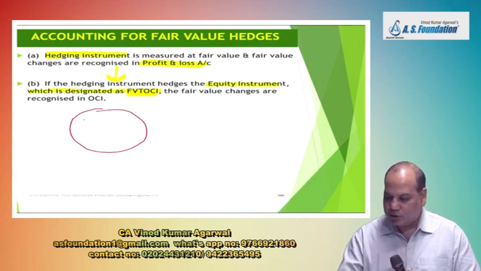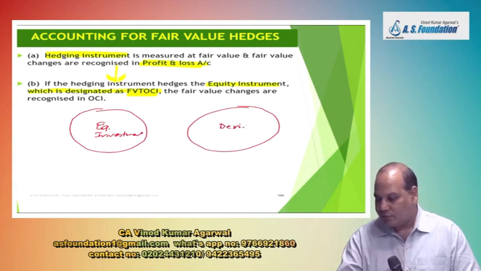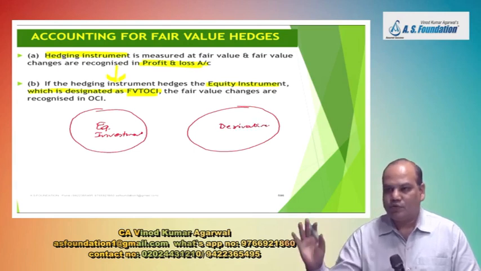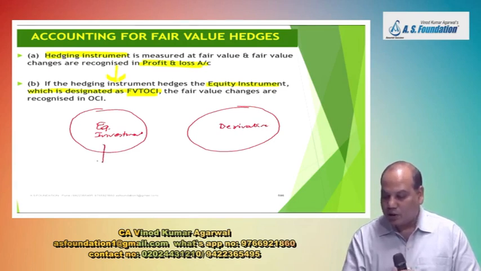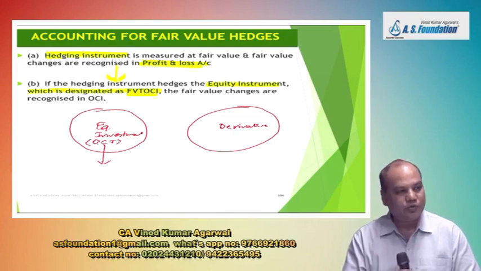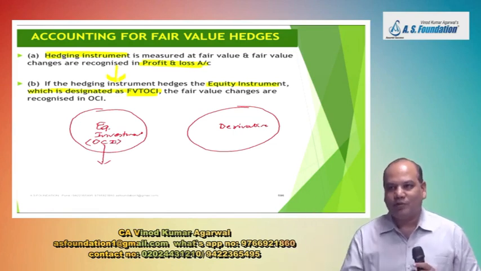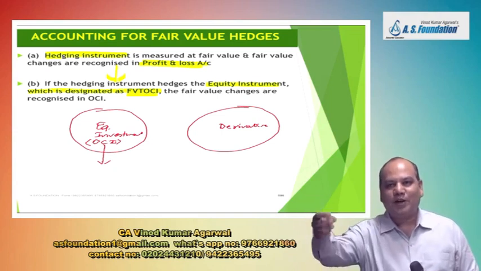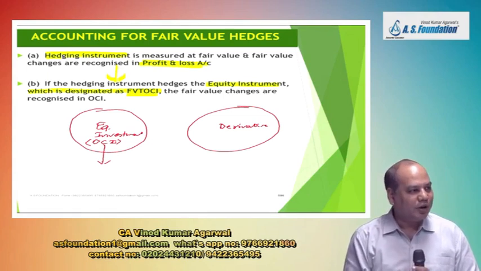Now you visualize the problem. If you can visualize, then you will understand better. This is my equity instrument, let us say an equity investment in equity shares. And this is a derivative I am using, let us say a future, forward, or option. Normal accounting principle says this instrument is an FVTOCI instrument. If it is FVTPL, then there is no problem. Both will go to the P&L account. Then actually I don't need to apply hedge accounting also, because in any case both are recorded in the P&L account.